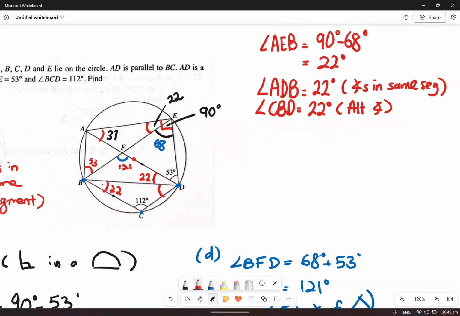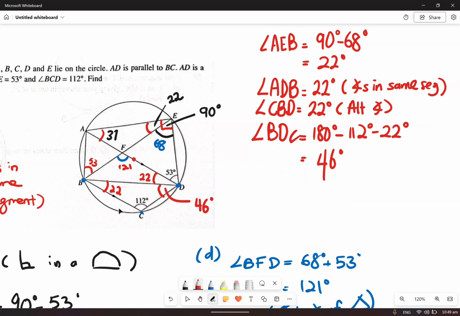Then you can find angle BDC. Angle BDC equals 180 minus 112 degrees minus 22 degrees. That gives me how much? 46 degrees. So this over here is 46 degrees. Okay, so that's how you do a question like this.